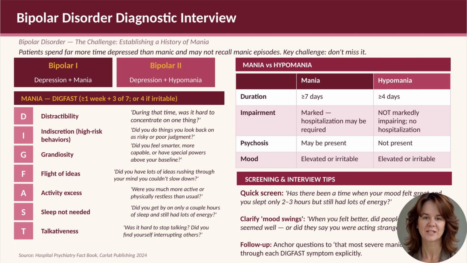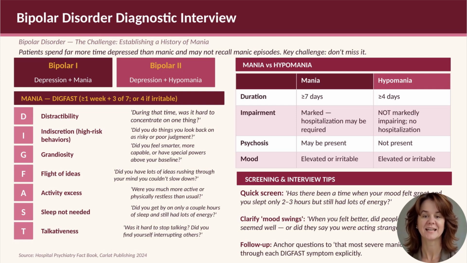The most important clinical task in diagnosing bipolar disorder is establishing a clear history of mania, because patients almost always present during depressive episodes and often do not recognize or report past manic symptoms. Bipolar 1 requires at least one full manic episode lasting 7 days or requiring hospitalization, while bipolar 2 requires at least one hypomanic episode lasting at least 4 days plus a major depressive episode with no history of full mania.